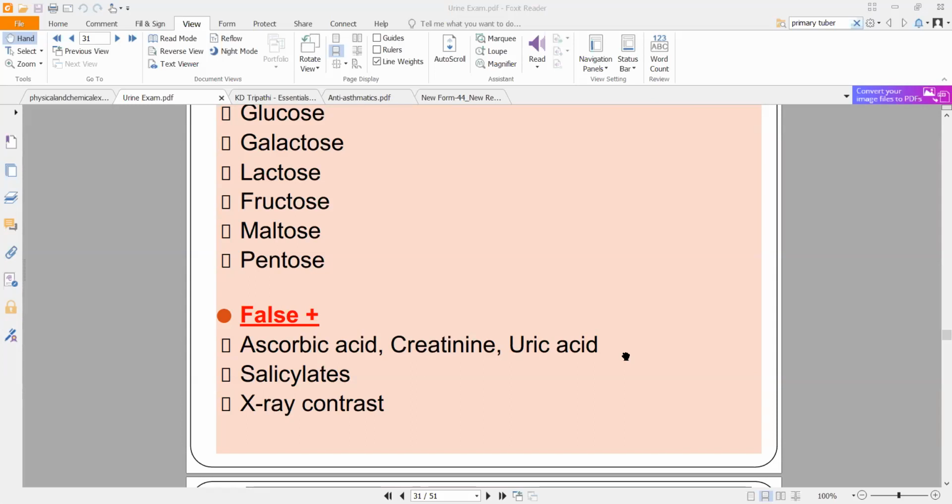Meaning if that salicylate is present, you might get a yellow color, but this does not indicate that the patient has high glucose or high sugar level. Okay, this will give a false positive test. The same for X-ray contrast.